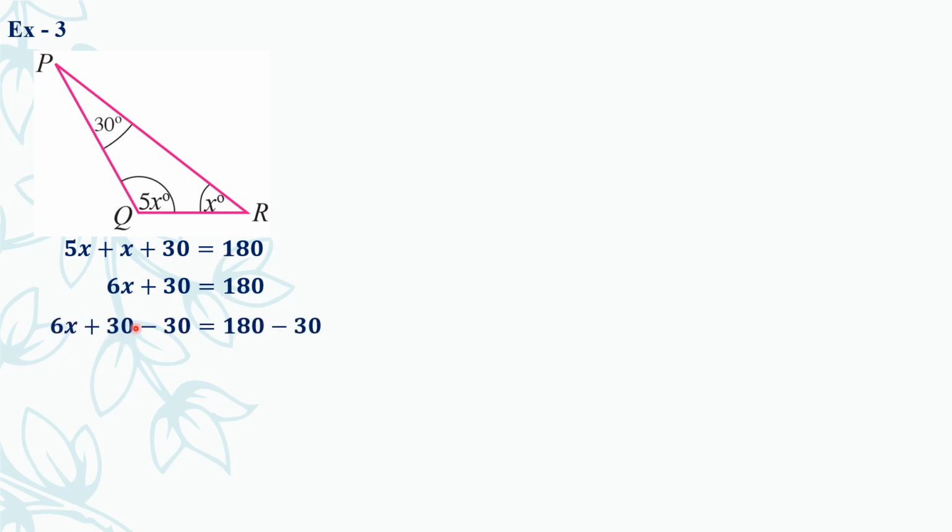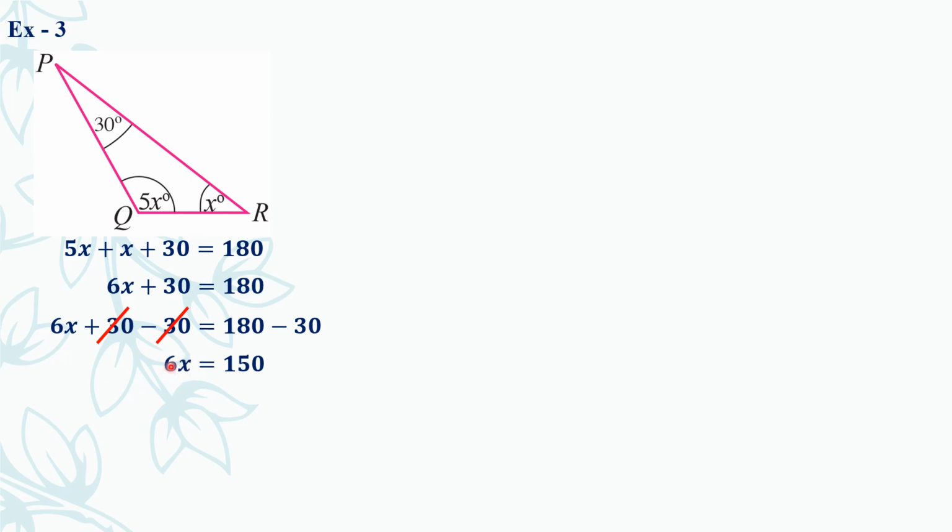So 6x plus 30 minus 30 is equal to 180 minus 30. It is better to remove this one first, but you can remove the other one also. If you want to remove the 6 first, it may be a little bit difficult. Why? We have to divide this one and this one by 6, but removing this part at the beginning is more suitable to solve this equation. So 30 and 30 are cancelled. Then we remain with 6x on the left and 180 minus 30 is 150. So 6x equals 150.